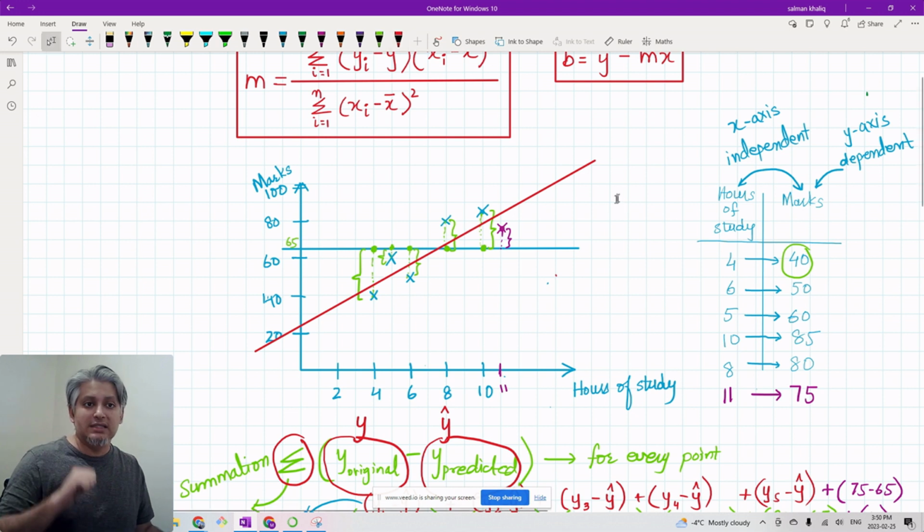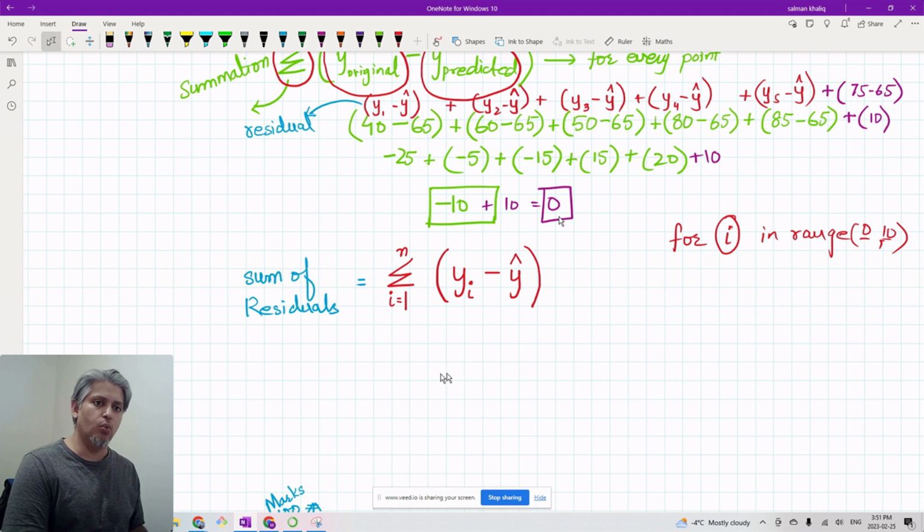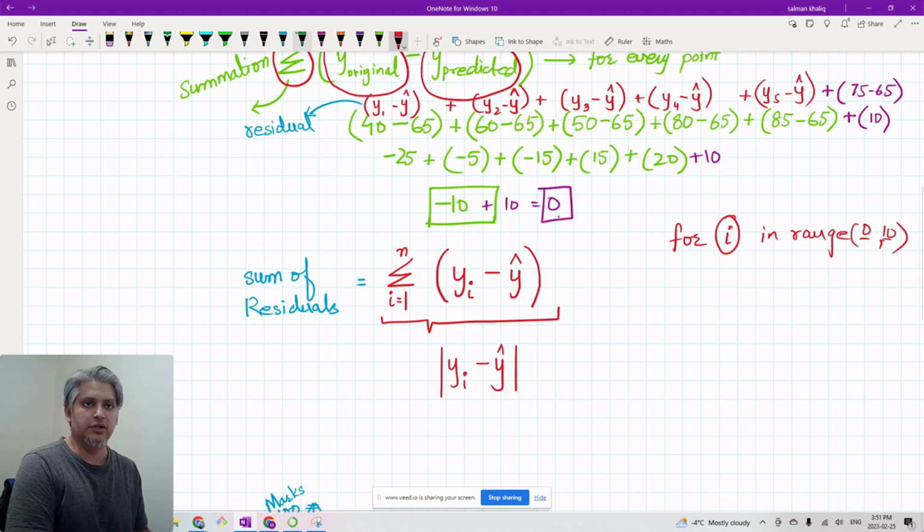So what I need to do is ignore the signs. I just need to add the absolute error, which means this sum of residuals is not a good measure. What I need to do is take the absolute error. That means I do exactly the same thing: yi, the original y, minus the predicted one, and whatever answer I get, I take the absolute of it. What is an absolute function, first of all?